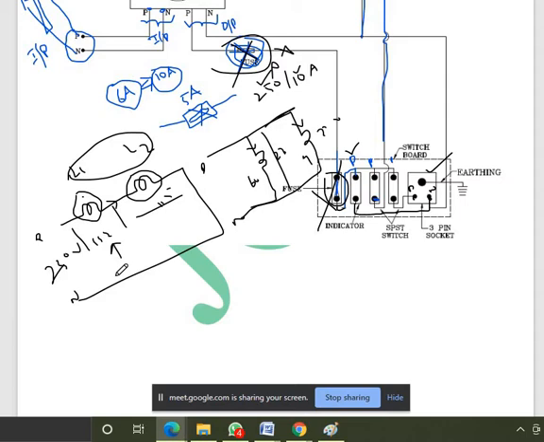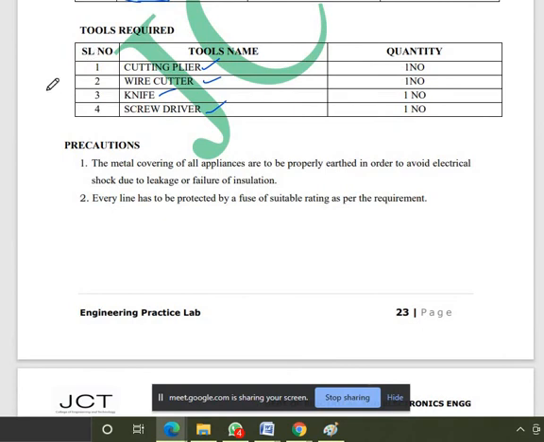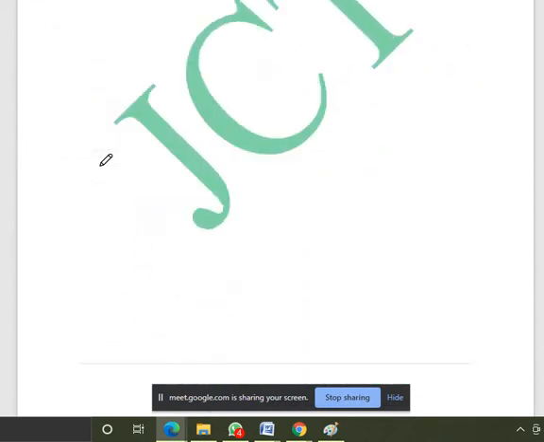And you can go for the procedure, which is the same. The same points that I told you are the points in the procedure, and you can write that.